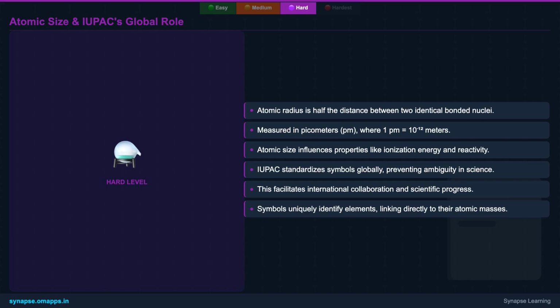UPAC's standardization of symbols is crucial for global scientific communication, preventing ambiguity and fostering international collaboration. These symbols uniquely identify elements, directly linking them to their specific atomic masses, which is vital for quantitative chemical analysis.